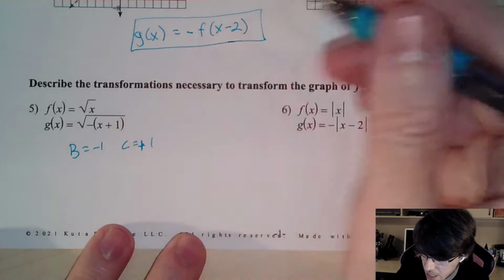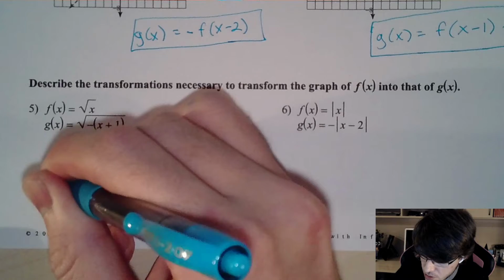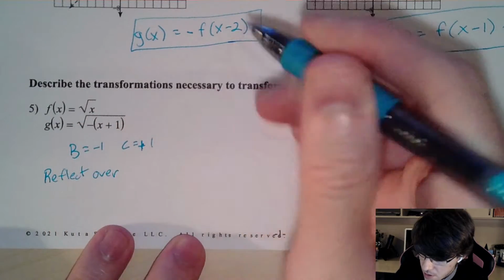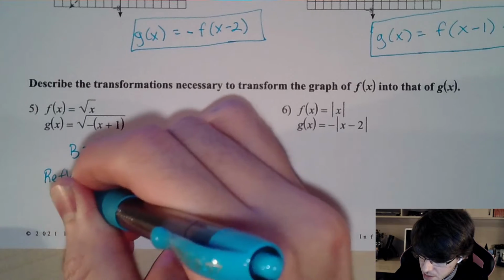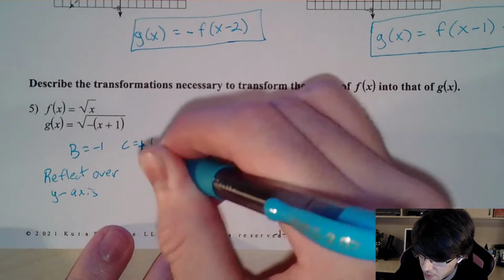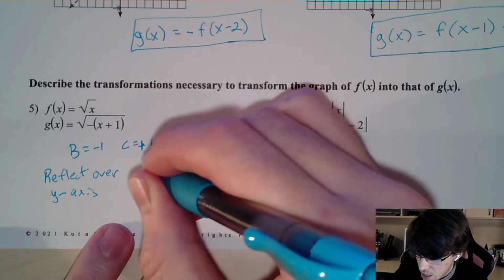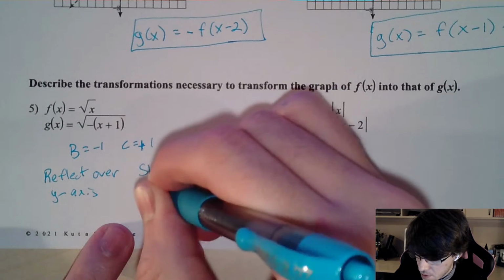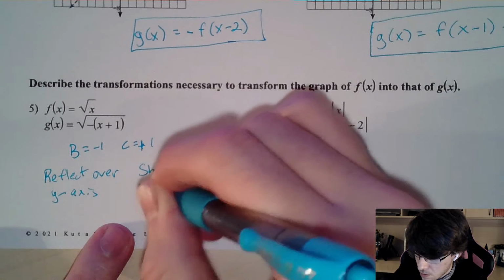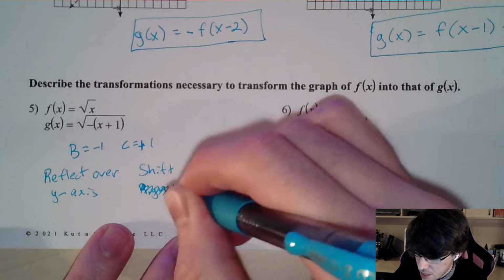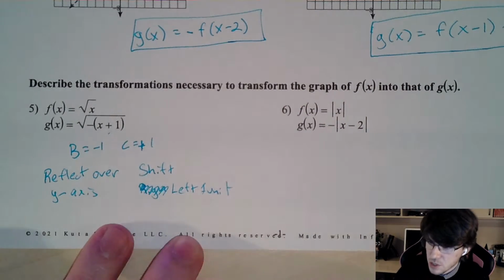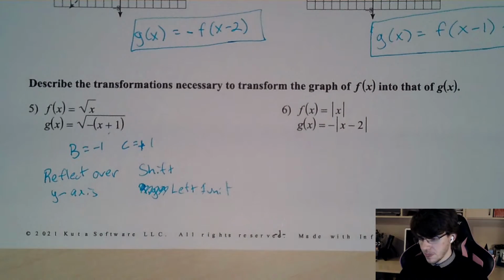And what does that do? So that B being a negative, using those notes again, that's a reflect over the y-axis. And this guy right here is a shift right. Oh, I lied to you. It's a shift left. Why did I say right? It's a shift left 1 unit. It does the opposite of what you think, so be careful.